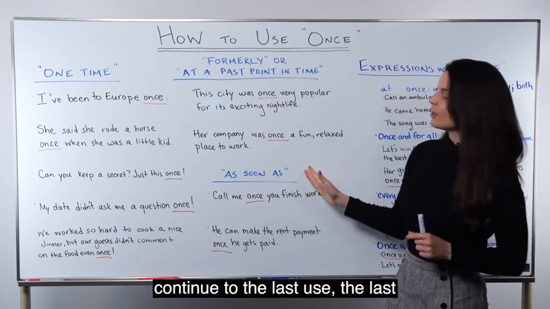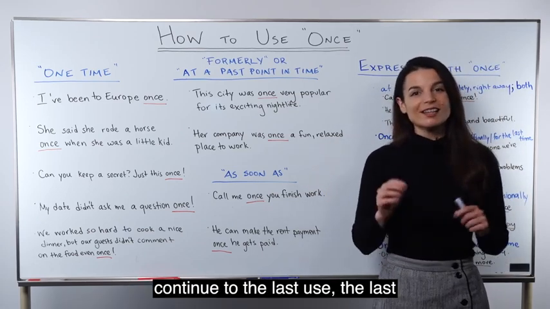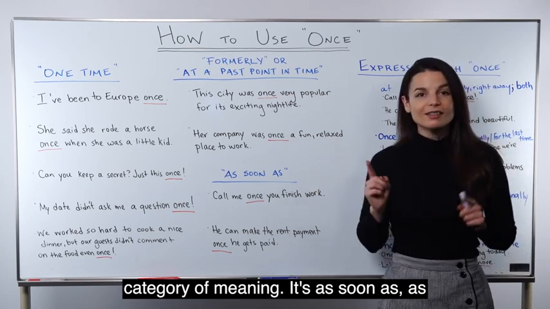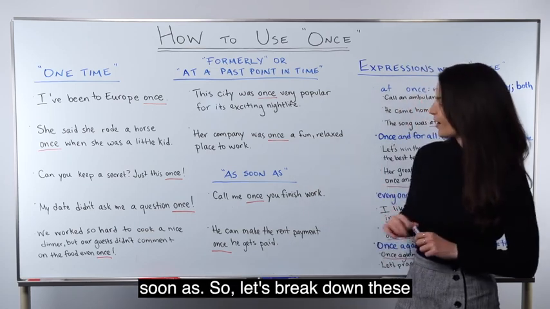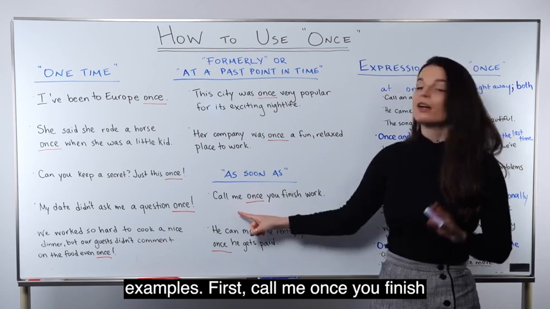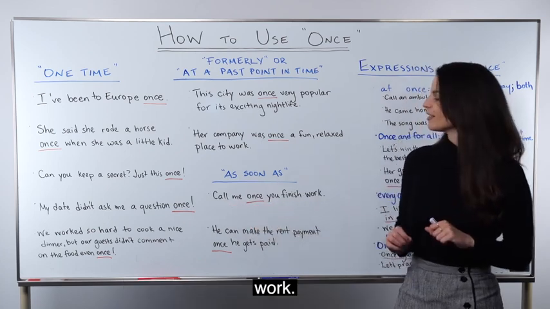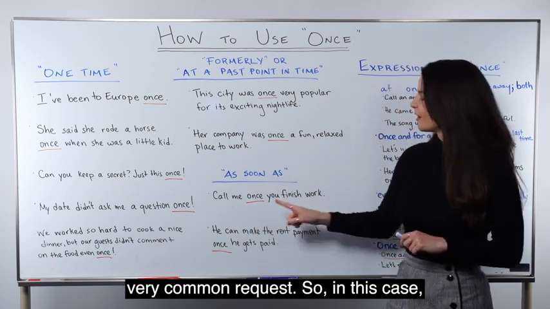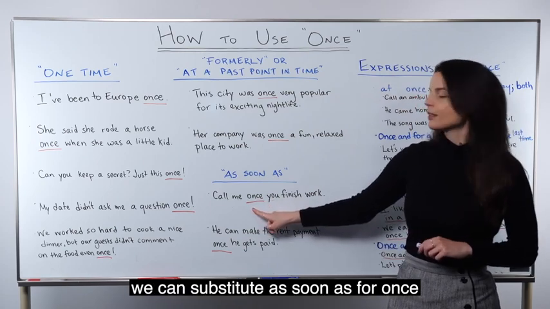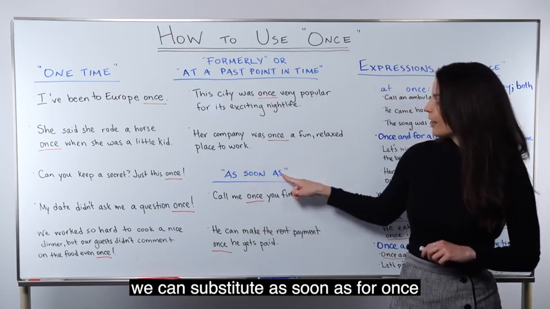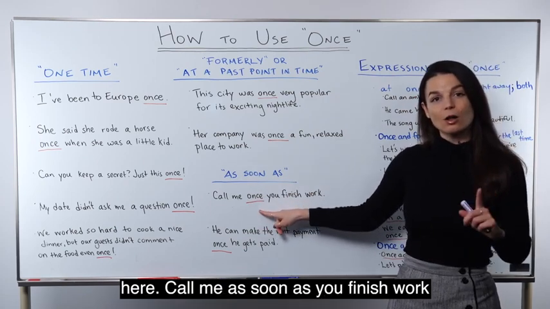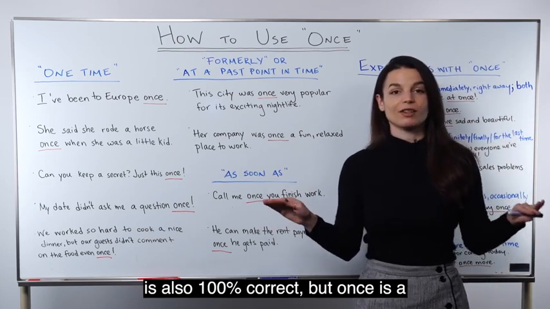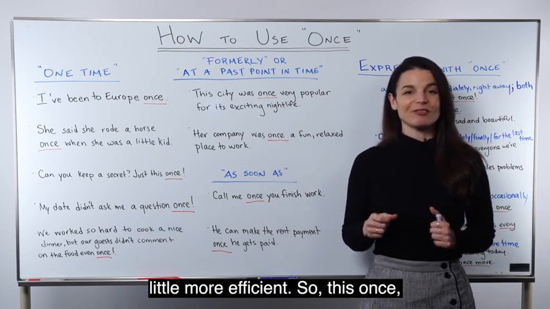Okay, let's continue to the last use, the last category of meaning. It's as soon as, as soon as. So let's break down these examples. First, call me once you finish work. A very, very common request. So in this case, we can substitute as soon as for once here. Call me as soon as you finish work is also 100% correct, but once is a little more efficient.